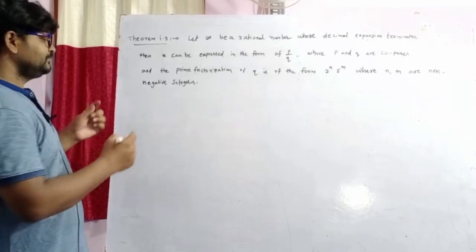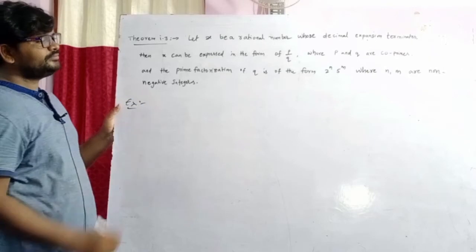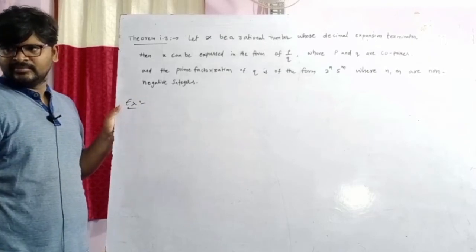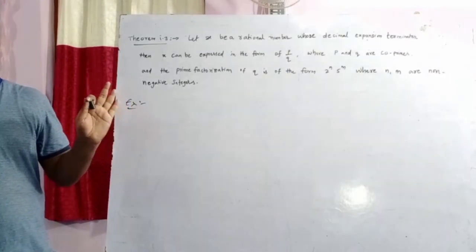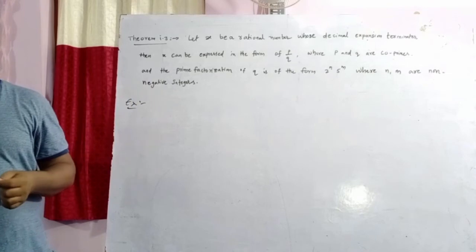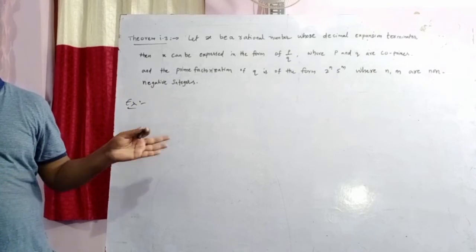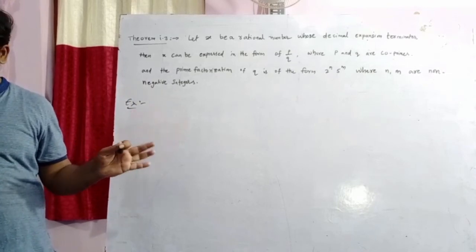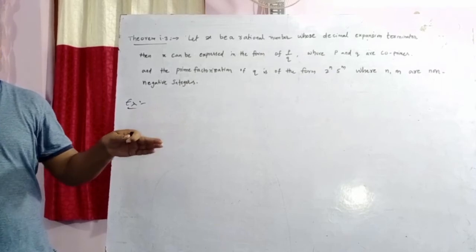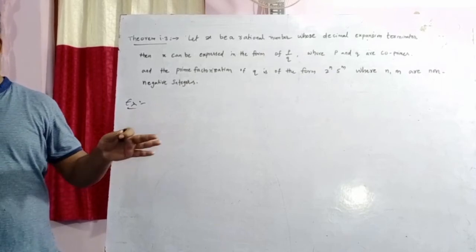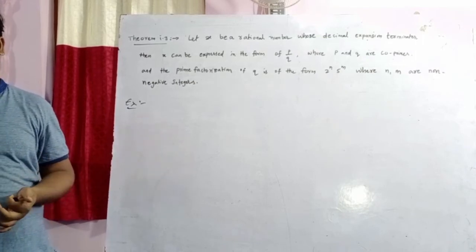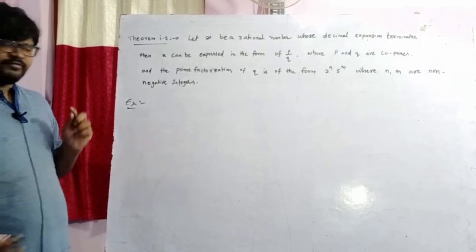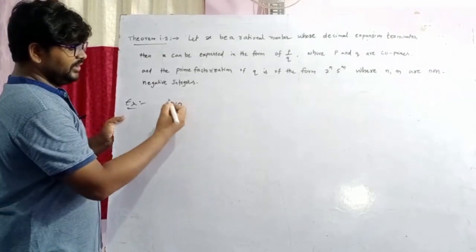Very simple. For example, p by q is a rational number. If the denominator q is written in the form 2 power n into 5 power m, or only 2 power n or only 5 power m, it is terminating. Otherwise it is a non-terminating repeating decimal.